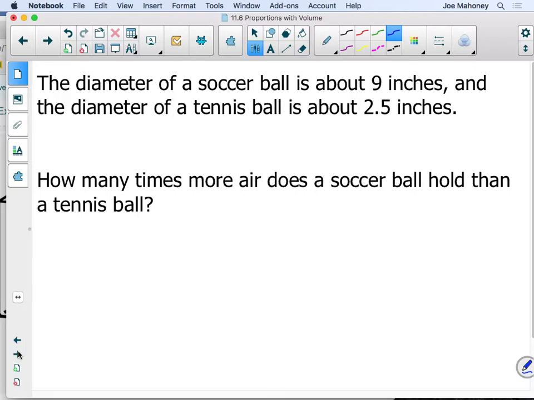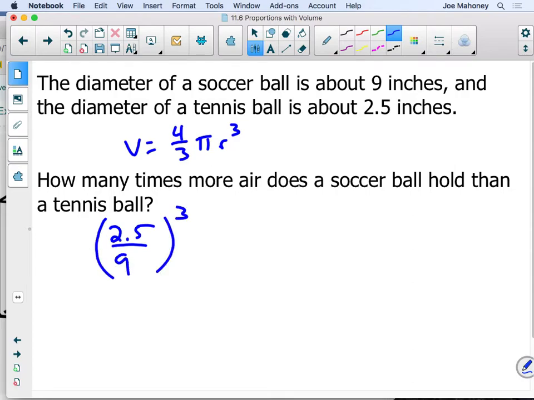So if you remember how to find the volume of a sphere, the volume of a sphere is 4/3 pi r cubed. So if I can find those volumes out, I can figure out what that value is. So let's see now. I know that the diameters are 2.5 to 9. So if I take this 2.5 to 9 and I cube that volume, I don't even need to figure out what those actual volumes are. How about that? All I got to do is go to my calculator and cube each of those.